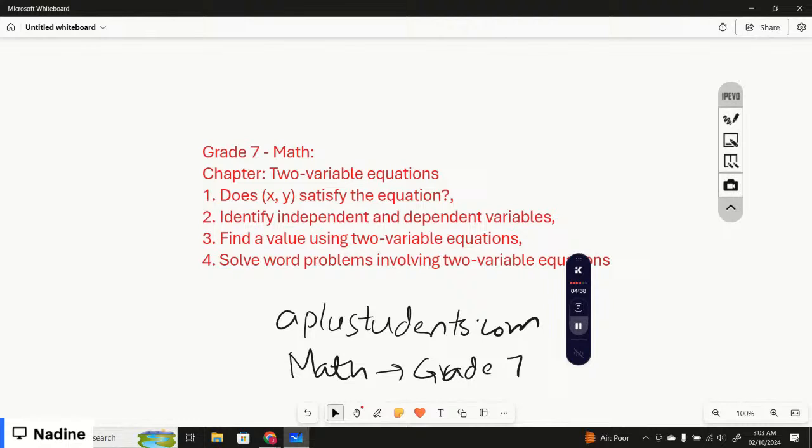The lessons we're going to cover today are: does (x, y) satisfy the equation? Identify independent and dependent variables. Find a value using two variable equations. Solve word problems involving two variable equations. So please make sure you have your notebook and pencil so that you can note down the important examples and definitions as well.